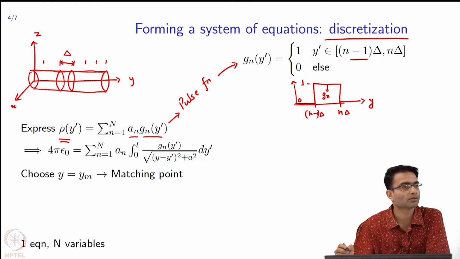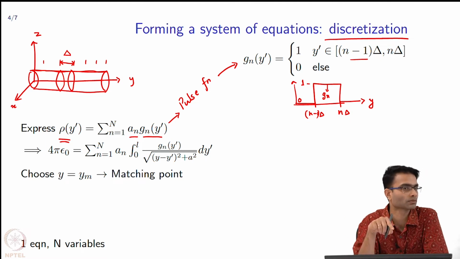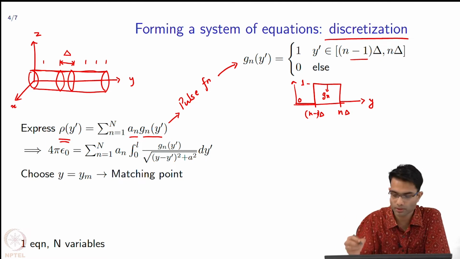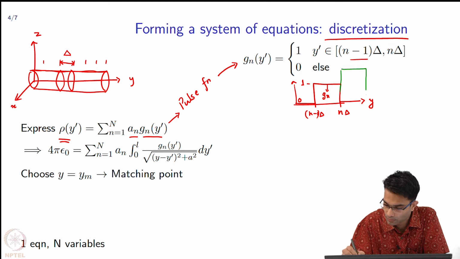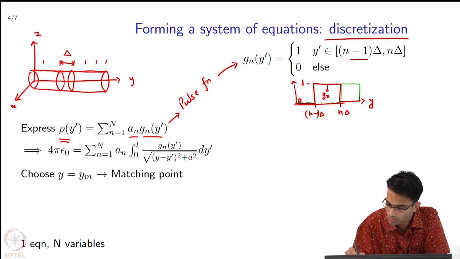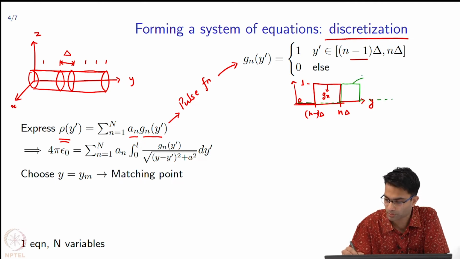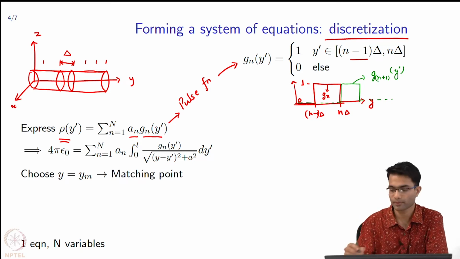G n plus 1, will this pulse overlap with the previous function? No, right, it will be to the right. So, if I draw this over here, this is going to be g n plus 1.